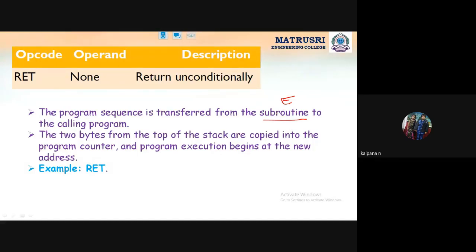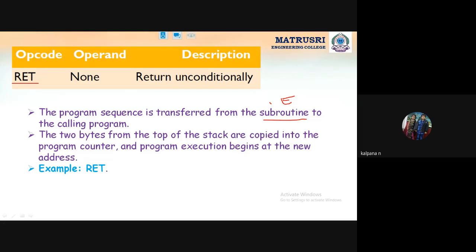Whenever we write the instruction CALL E in the main program, the cursor moves from the main program to the subroutine program. Now the subroutine program consists of 70 instructions. After execution of the 70 instructions, we will write RET.